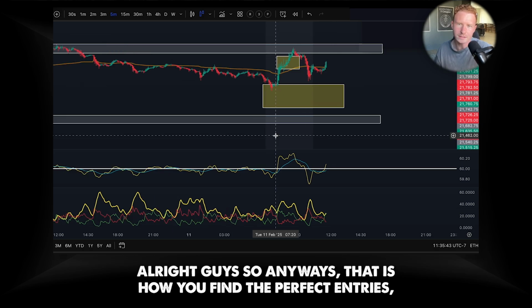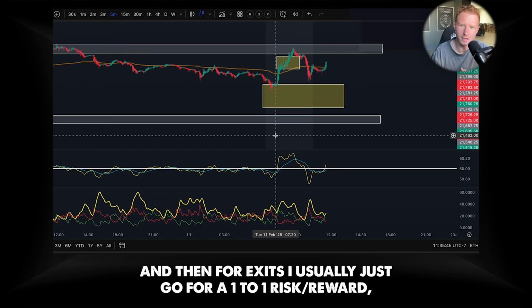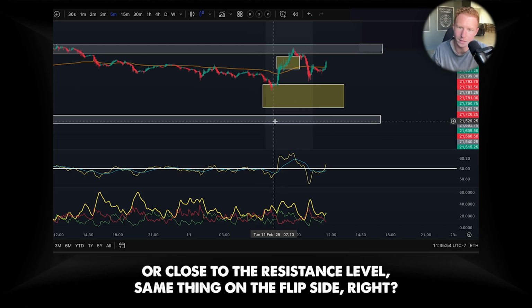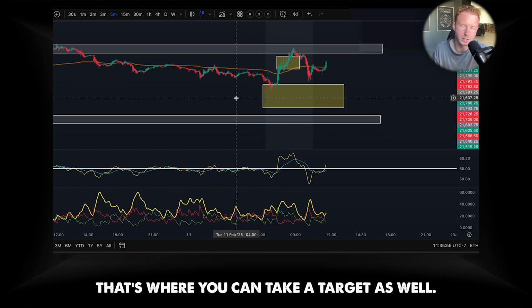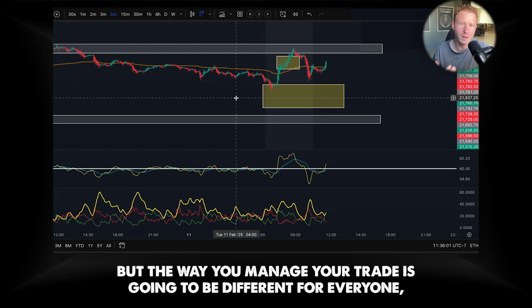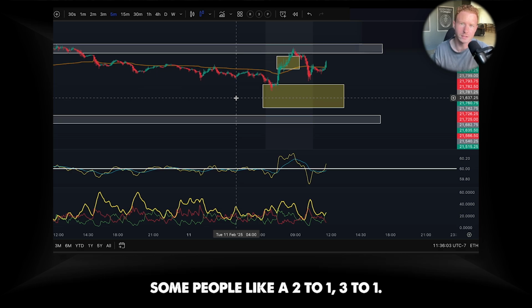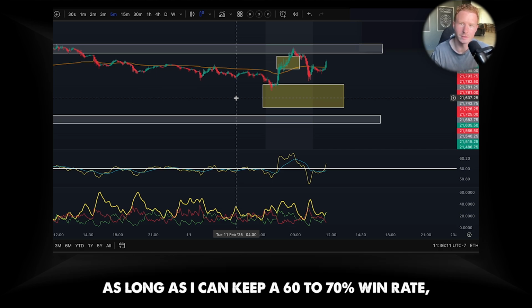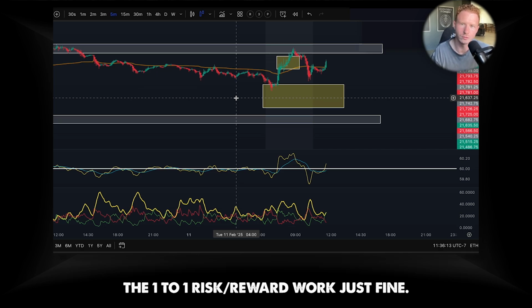again, it pretty much doubles my probability of winning the trade. All right, guys, so anyways, that is how you find the perfect entries. And then for exits, I usually just go for a 1-to-1 risk reward, or once we start getting close to the top of the gold zone or close to the resistance level, same thing on the flip side, right? That's where you can take a target as well. But the way you manage your trade is going to be different for everyone. Some people like a 2-to-1, 3-to-1. I preferred getting the 1-to-1s and going for a little bit higher win rate. As long as I can keep a 60 to 70% win rate, the 1-to-1 risk rewards work just fine.